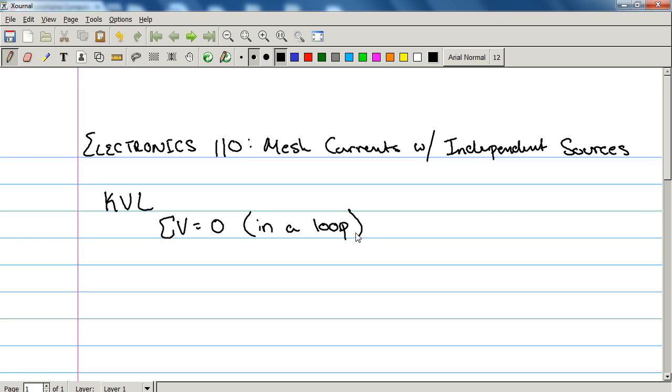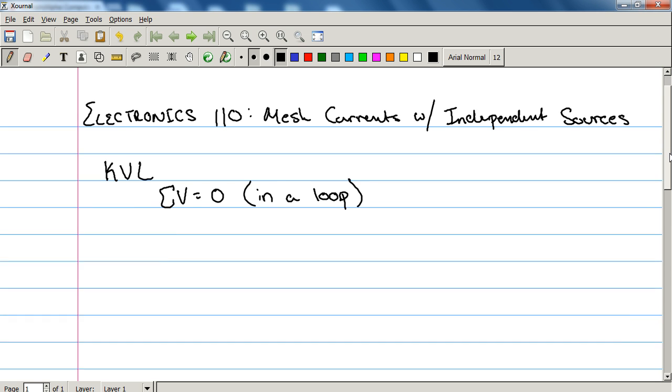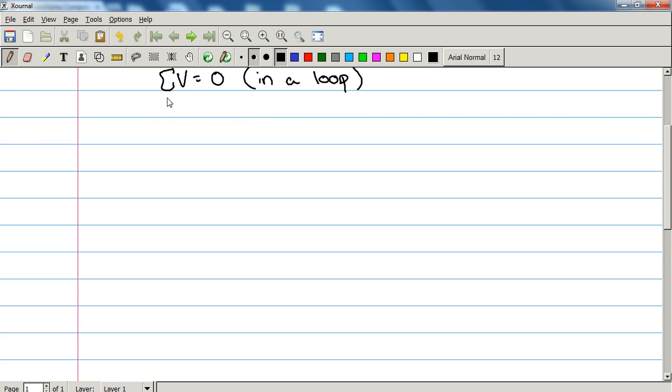That'll make more sense in the next video where we talk about mesh currents with dependent sources, where you'll be able to see what a dependent source means and compare it to an independent source. Okay, so let's start with the most basic circuit we have that doesn't break any rules, namely this circuit, where we have a voltage supply, we'll call V sub S, and a resistor R.